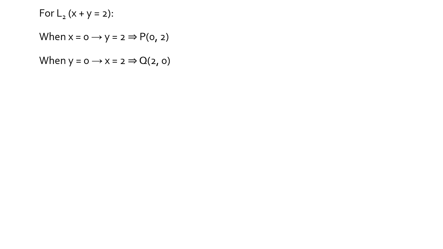Now we have to find the intercepts for line L2. The equation of this line is x plus y equals 2. First we will put x equals 0, which gives y equals 2, and then we will put y equals 0, which gives us x equals 2. Students, now we have two points, P and Q. These points are for the line L2, x plus y equals 2.